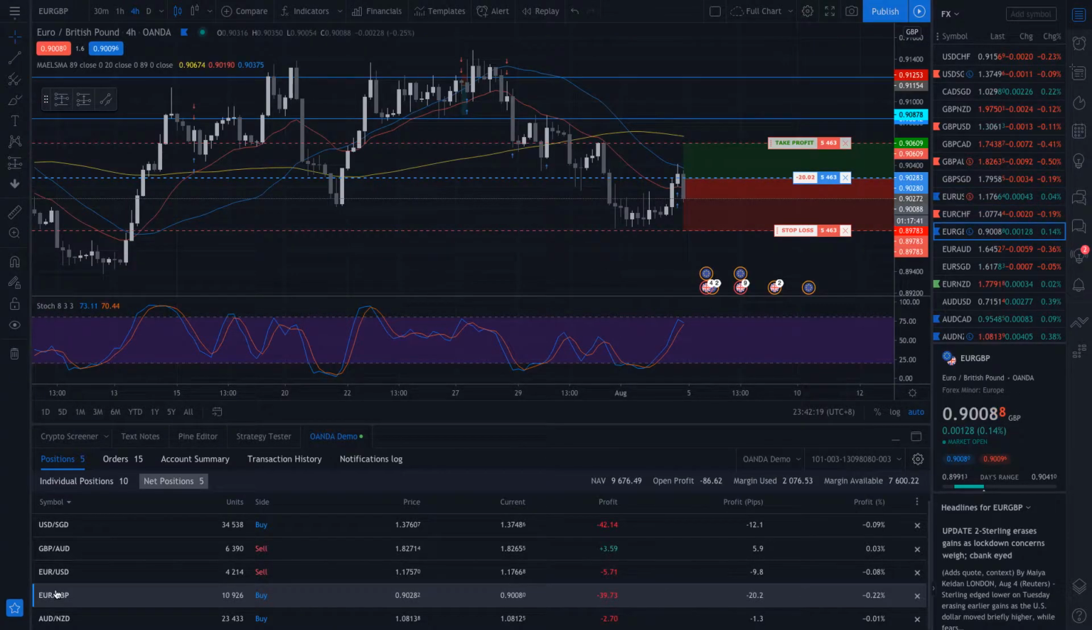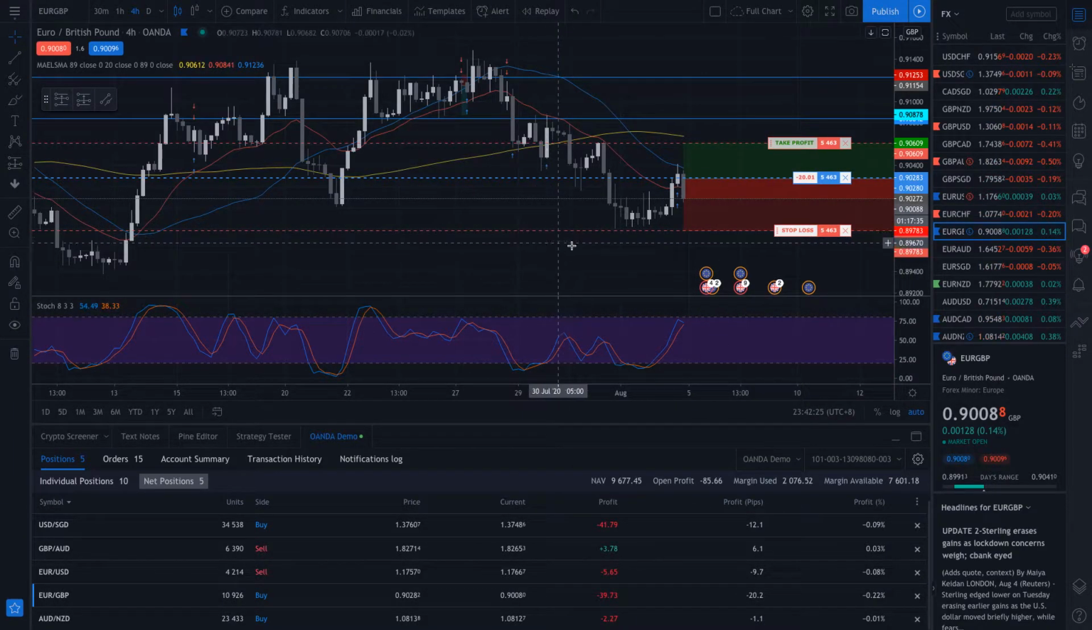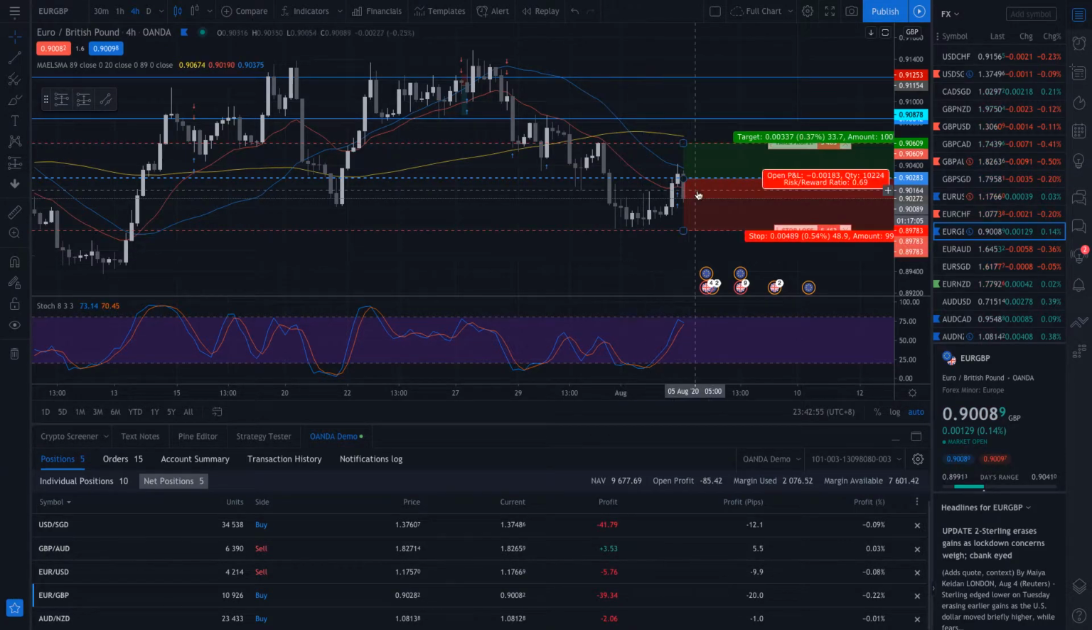Then I have my Euro pound. So in my trade journal, I actually started adding a new parameter. I'm so scientific, am I? Basically, I just recorded my confidence level of a trade, and for this trade, I rated it at about 50 or 60%. So to be frank, I wasn't really confident it would go up.